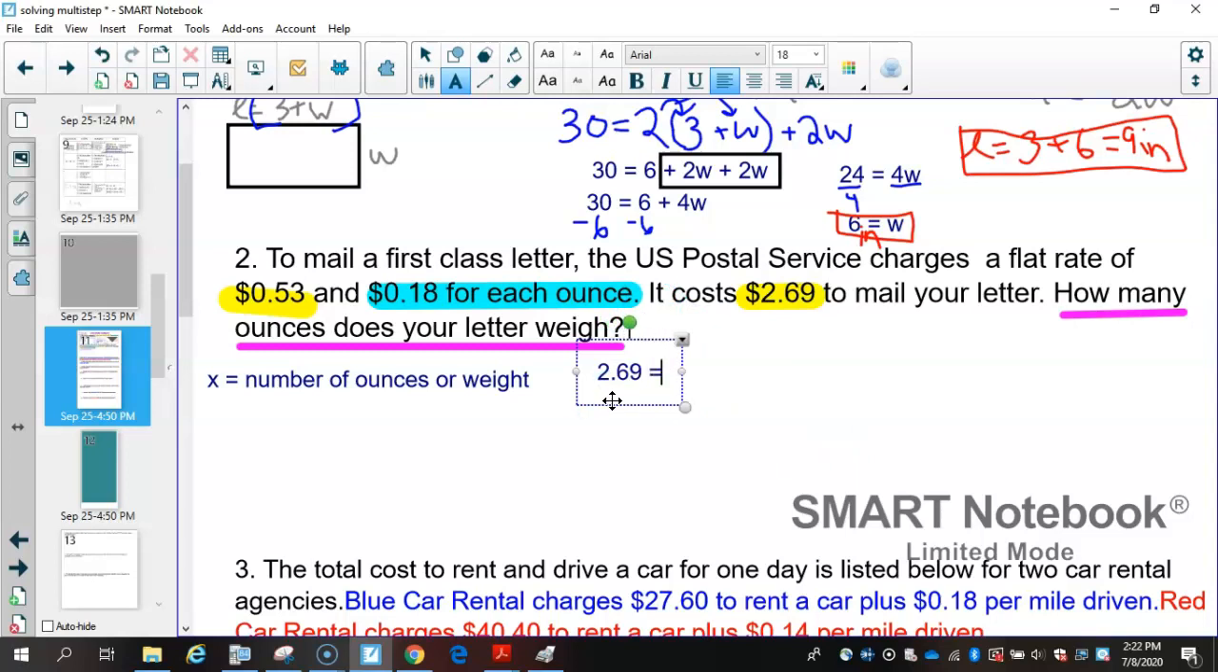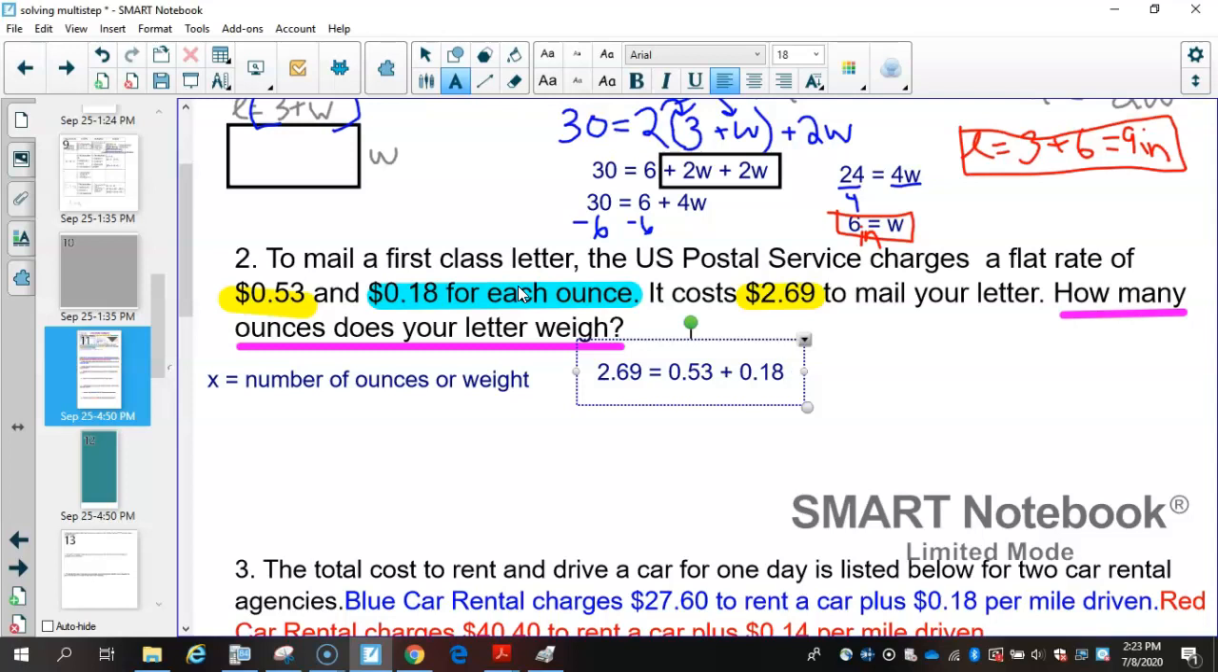Now, total or altogether is usually what operation? If you said addition, you were correct. So we're going to be adding these two things together. I'm going to start off with 0.53 plus 0.18, or 18 cents and 53 cents.